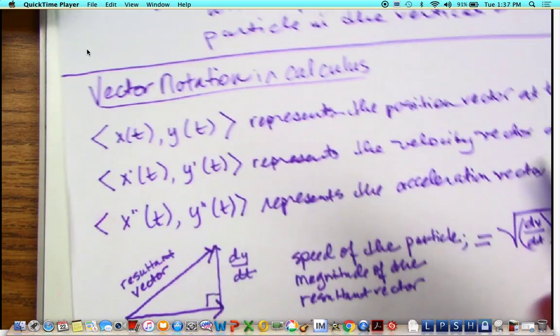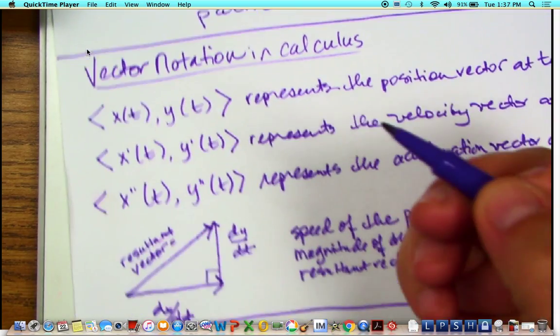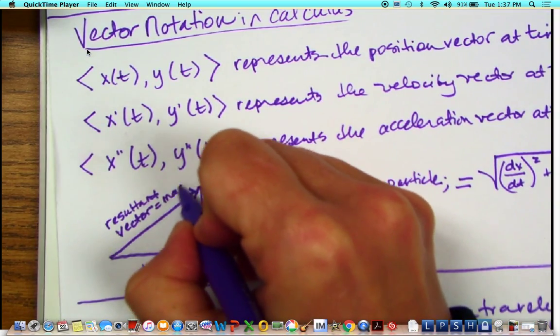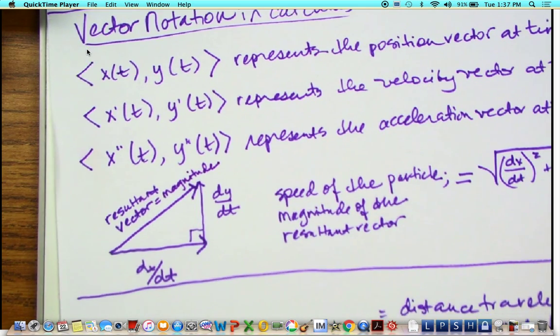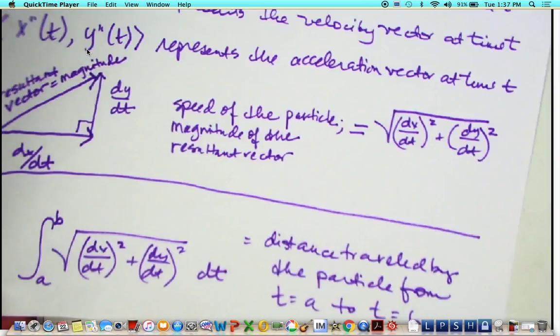Go back over here, guys, on this picture where we put the resultant vector. You can say that that's the magnitude as well. I think I said it, but I didn't write it. You need a picture to go with it.